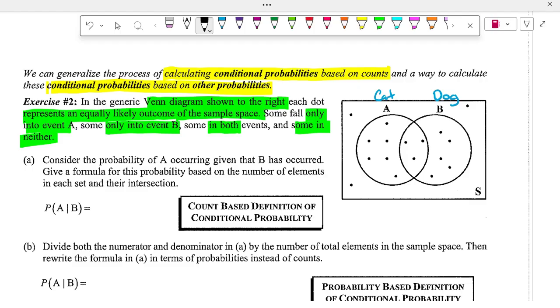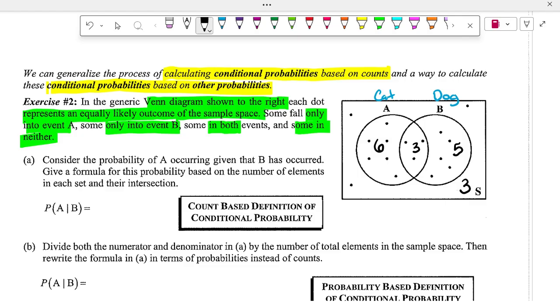We're going to go ahead and count the dots in each section just so we don't have to worry about counting them later. So how many people do I have in the only A section? 6. How many in the middle? How many in B? How many on the outside? All right.